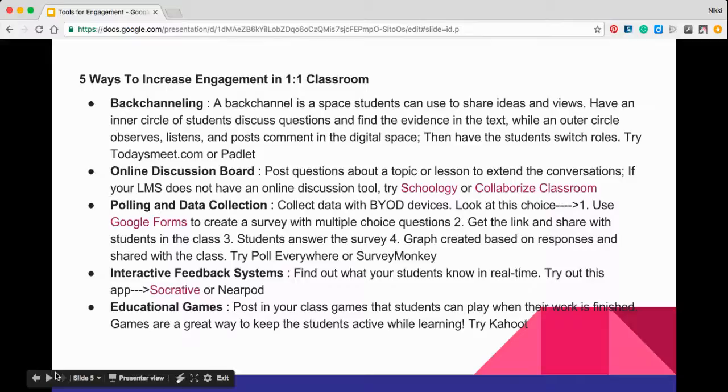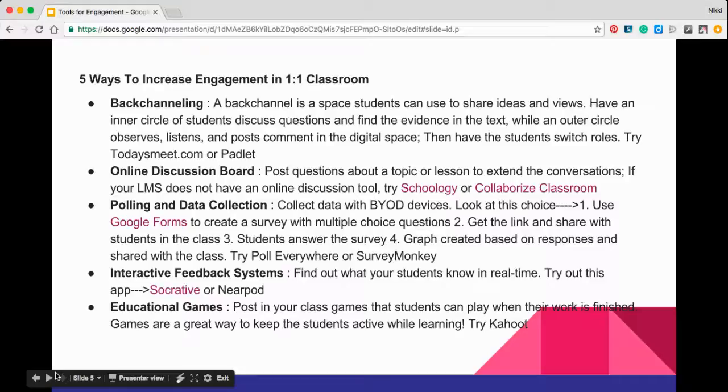That is actually a great way for the teacher to recognize how much the class is actually learning at that particular moment. You can actually do it in real time. So you can try Poll Everywhere or SurveyMonkey if you don't necessarily like Google Forms.